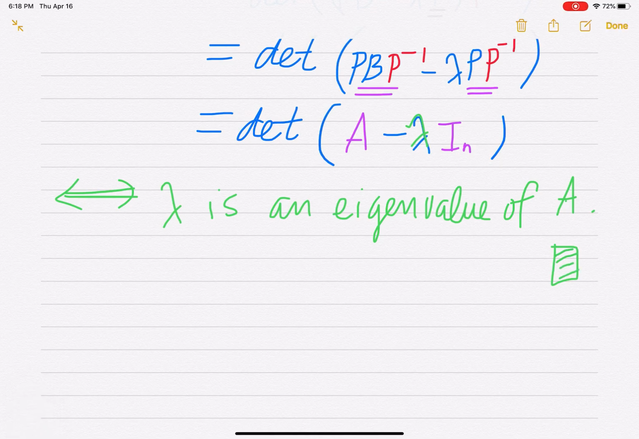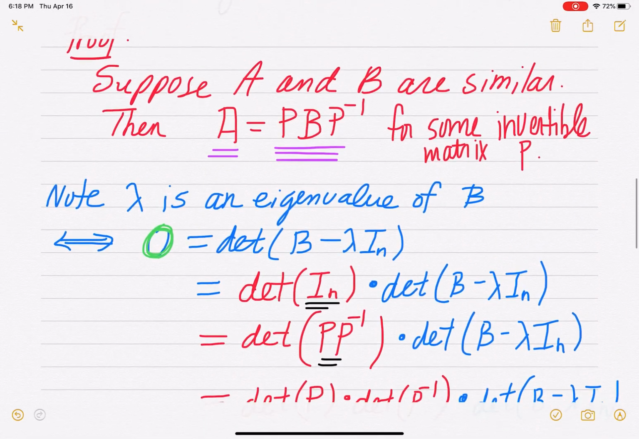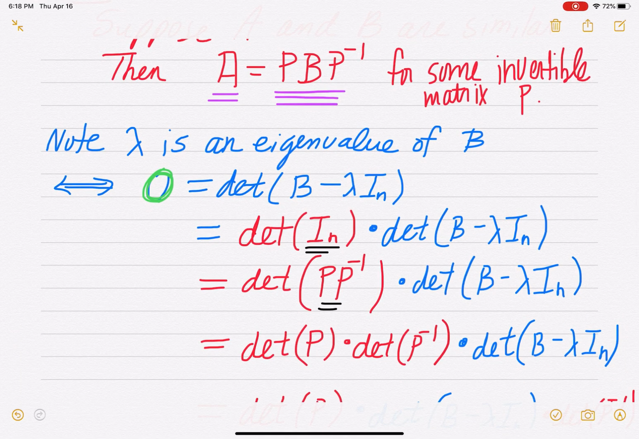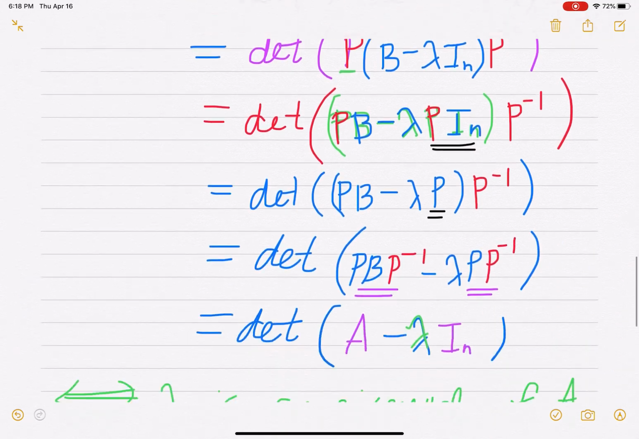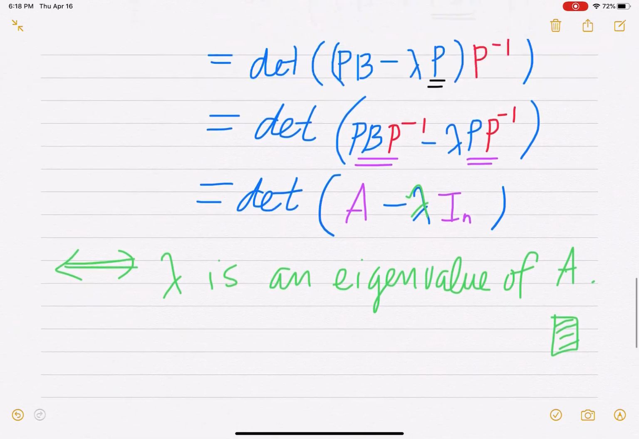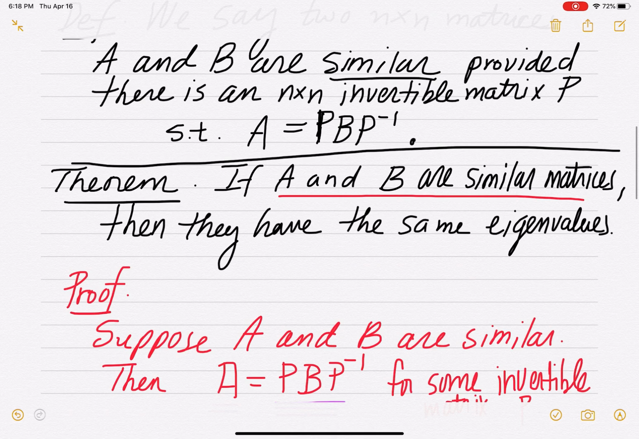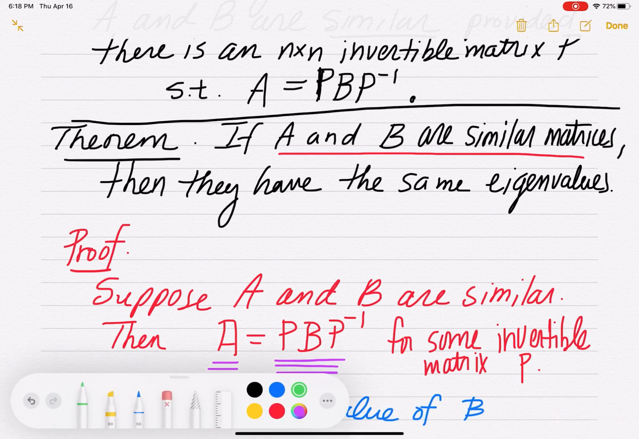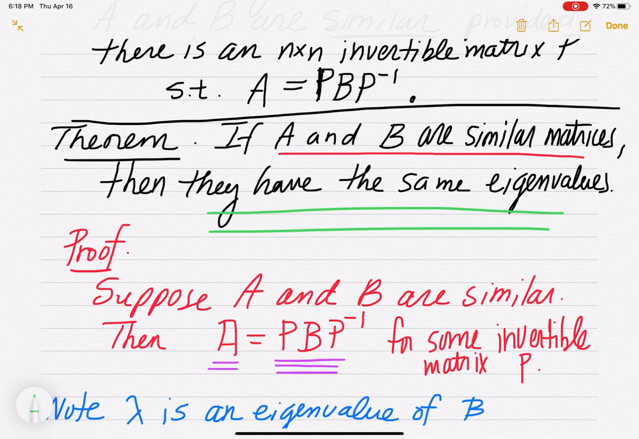What did we start with? We started with A and B are similar, and we showed that lambda is an eigenvalue of B if and only if, follow the arrows, lambda is an eigenvalue of A. So A and B will have the exact same eigenvalues when they are similar matrices. Yeah, so that's exactly what I wanted to prove. They have the same eigenvalues. Pretty neat. So, yeah, I guess next we'll move into 5.3, which is about diagonalizing certain types of matrices.